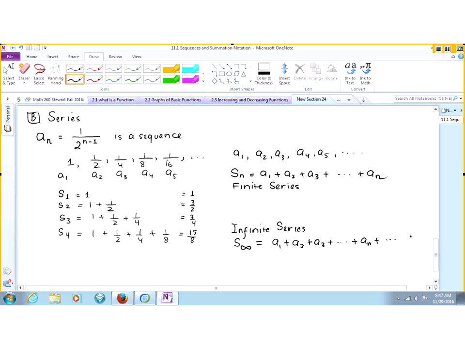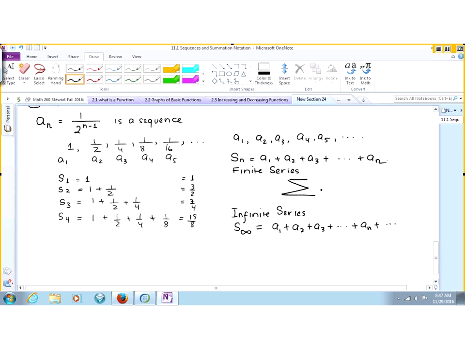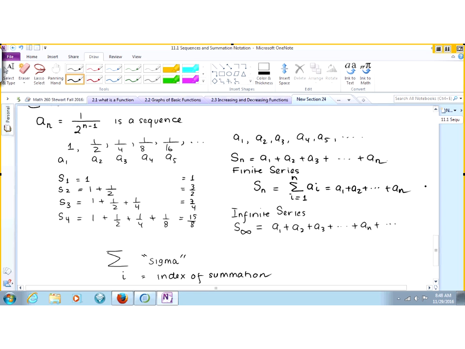Okay. Now, for finite series, I'm going to introduce a summation notation. This is called sigma. Sn is sigma, well, it doesn't have to be that big. This is a Greek capital letter sigma, i goes from 1 through n of a_i. What is i? i is the index of summation, which is equal to A1 plus A2 plus dot dot dot plus An.